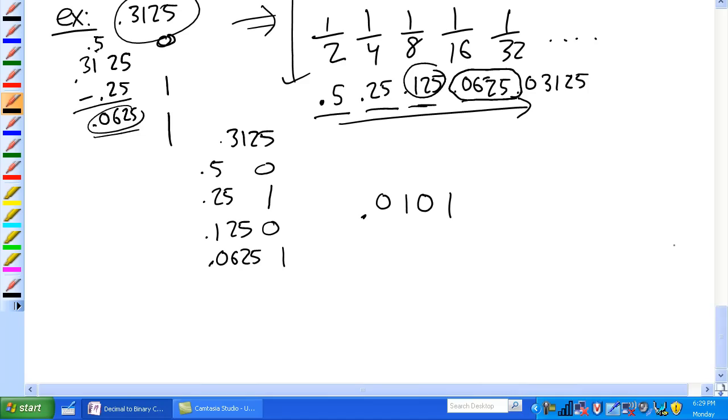Okay? So, let's do repeated multiplication by 2.